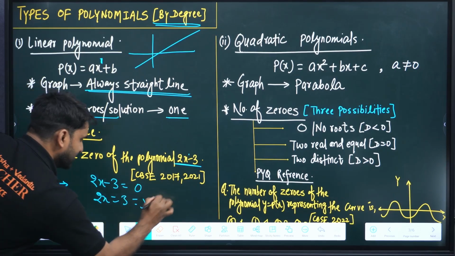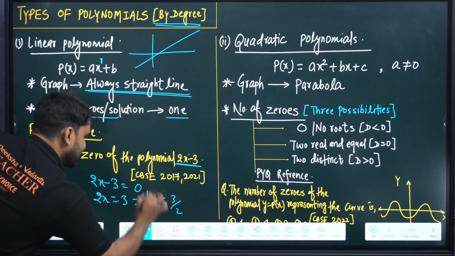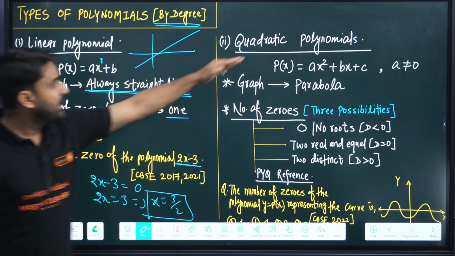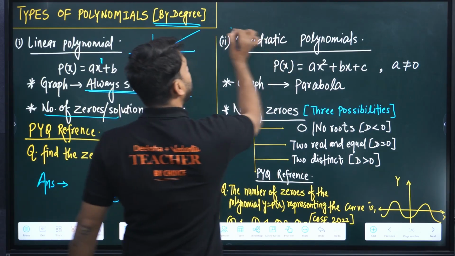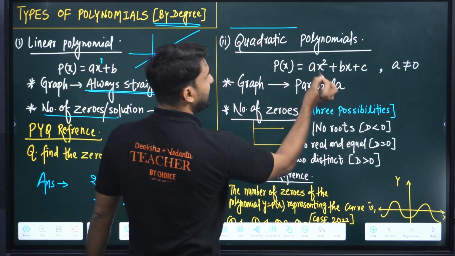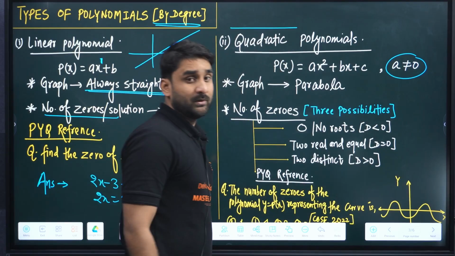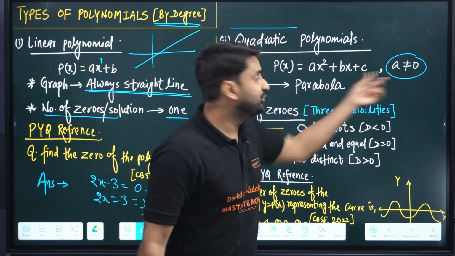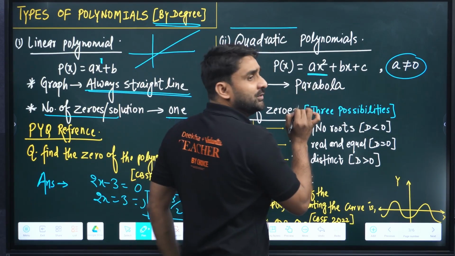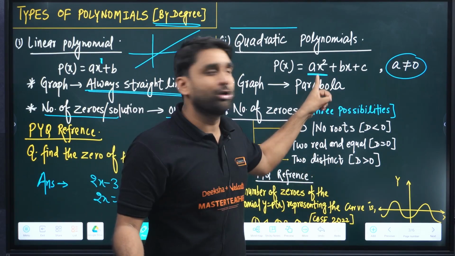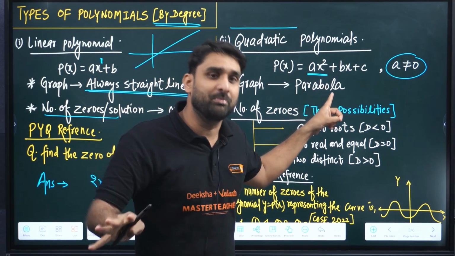So here x will be equal to 3 by 2. This is the zero, the value which satisfies the equation. Now quadratic polynomial. Quadratic means the degree will be 2 because the highest power is 2, and a should not be equal to 0. If a becomes equal to 0, this family will vanish, so the identity of the quadratic equation will also be deleted. So a cannot be equal to 0. Never. a cannot be equal to 0.